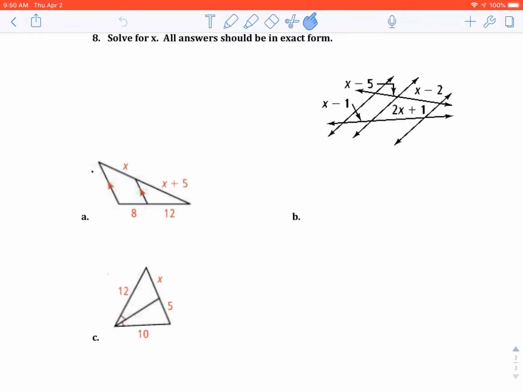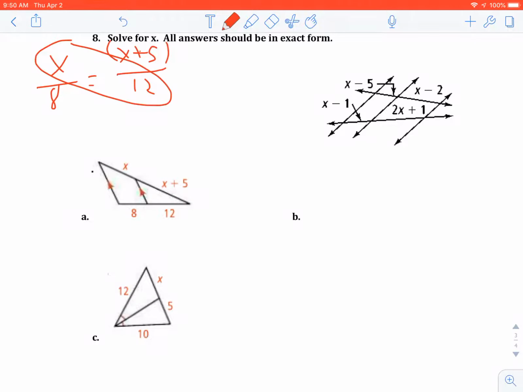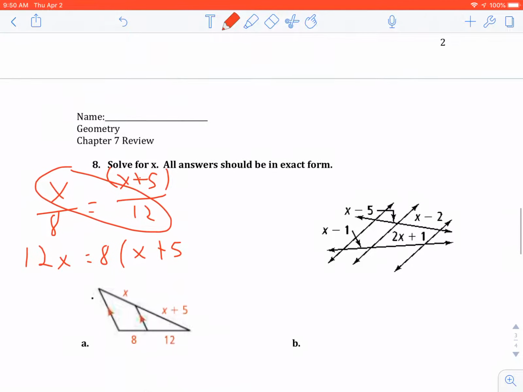Let's take a look at number 8A first. For number 8A, again, multiple ways to do your setup. I will do x compares to 8 as x plus 5 compares to 12. Okay? Put your parentheses around your binomial. Cross multiply. I get 12x is equal to 8 times x plus 5.